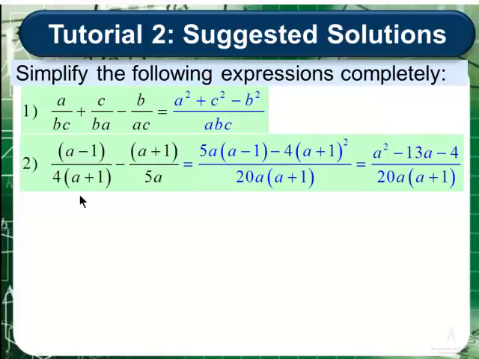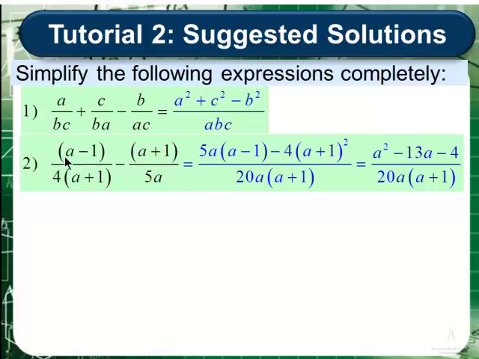We start by looking at the LCM of the denominators, 4 times a plus 1 and 5a. So the LCM of 4 and 5 clearly is 20. And then we have to multiply with a and also with a plus 1 to form the denominator for the consolidated algebraic fraction, that is the difference of the 2 that we started out with.